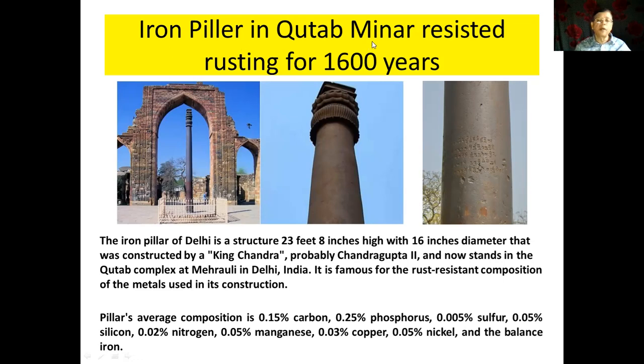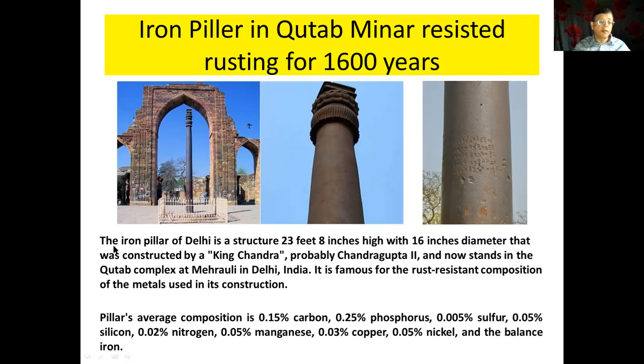Iron pillar in Qutub Minar has resisted rusting for 1600 years. Just imagine. You leave an iron nail outside and very soon it starts rusting and very soon it will be gone. But this pillar, which is about 1600 years old, is still existing without any sign of rusting. And then there are inscriptions on the pillar.